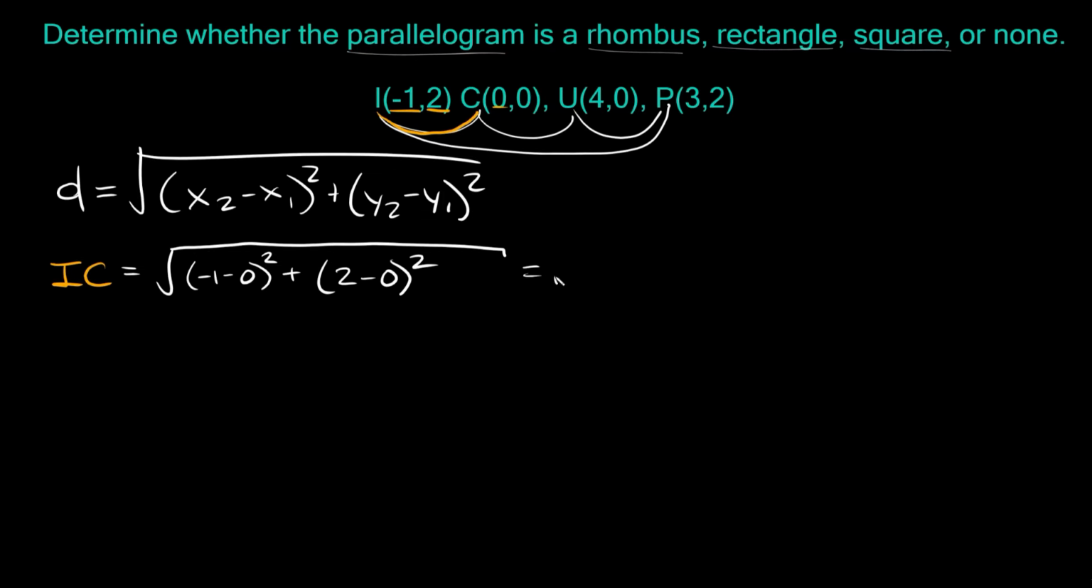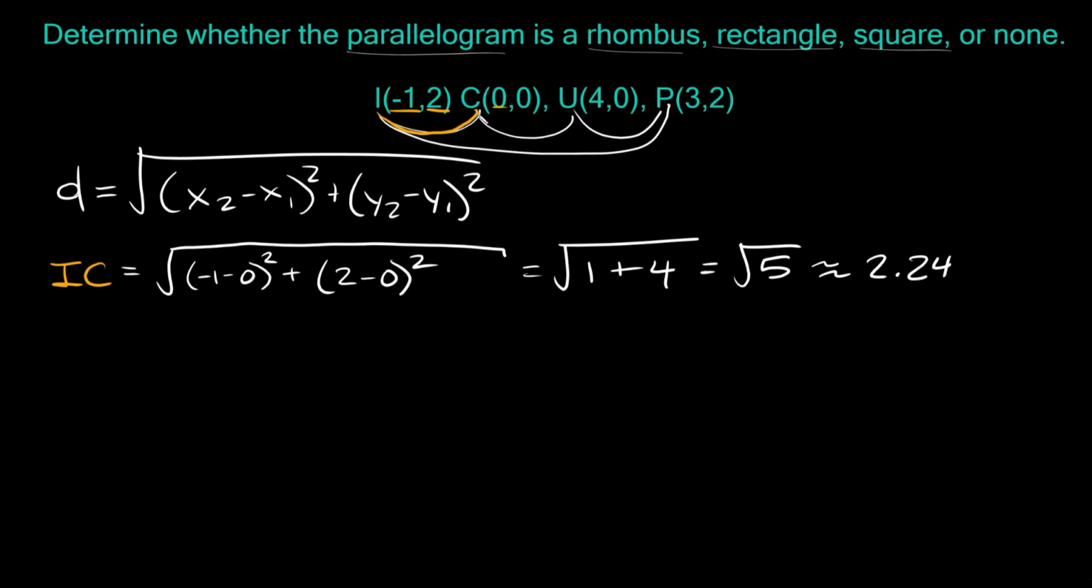So here, this is going to be equal to the square root. Let's see, -1 minus 0 is just -1, and -1 squared is +1. Now here, 2 minus 0 is equal to 2, and 2 squared is equal to 4. 1 plus 4 is 5, so here we get the square root of 5. So the distance from I to C is equal to the square root of 5. We can leave it as the square root of 5, or if you want a decimal, you could plug that into your calculator, and you'll get that this is approximately 2.24.